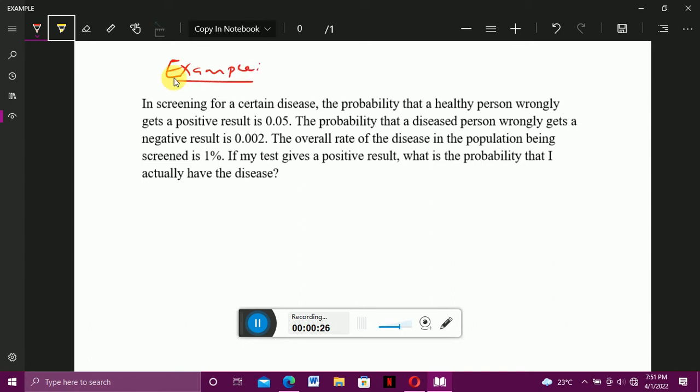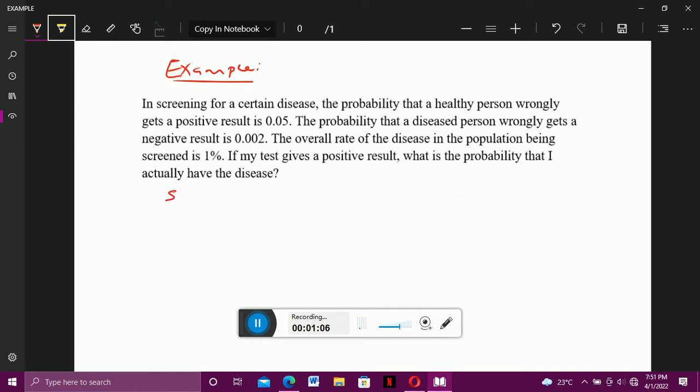So in screening for a certain disease, the probability that a healthy person wrongly gets a positive result is 0.05. The probability that a diseased person, or a person with a disease, wrongly gets a negative result is 0.002. The rate of the disease in the population being screened is 1%. If my test gives a positive result, what is the probability that I actually have the disease?